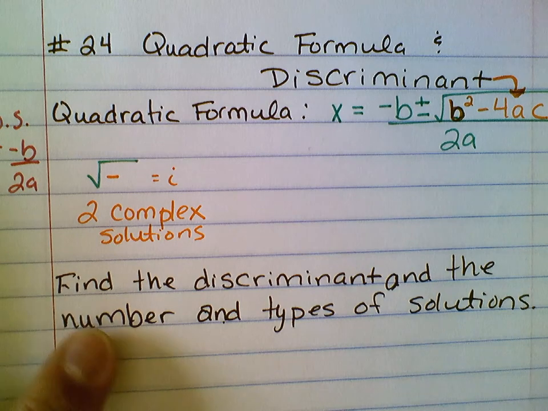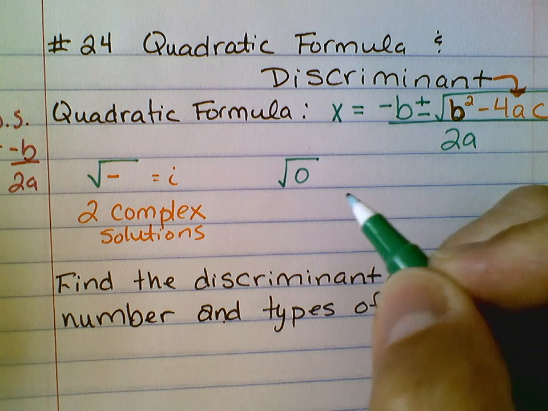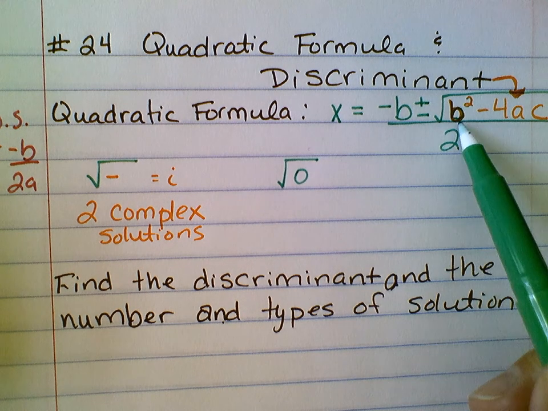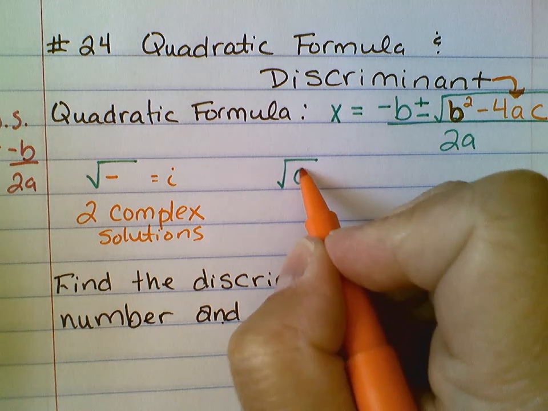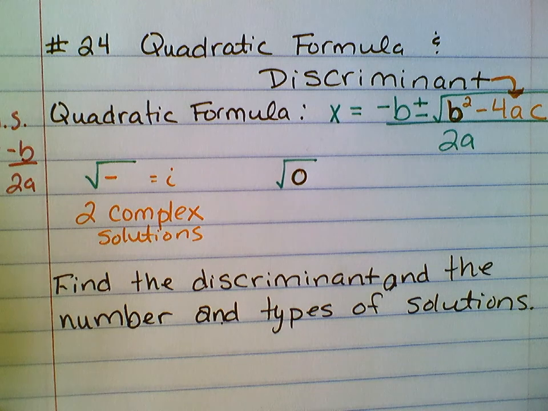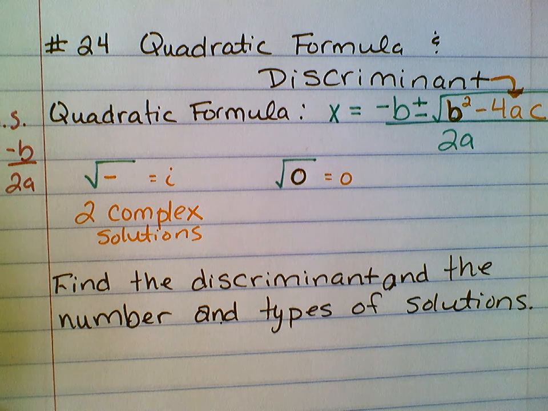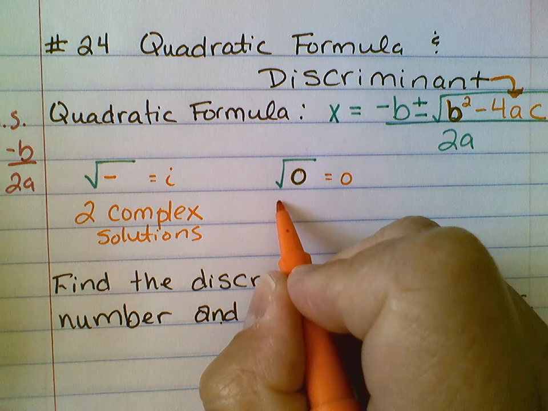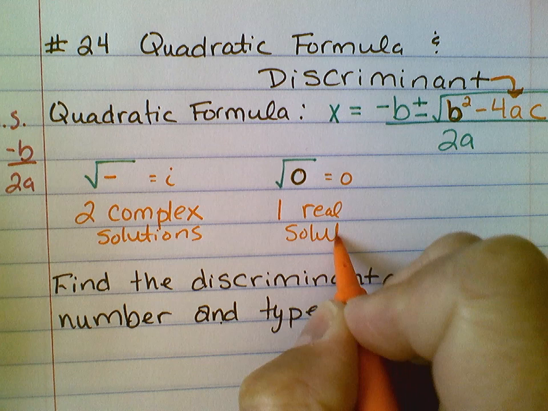All right. If we were to take the square root of 0, suppose I have my b squared minus 4ac and it gives me 0. Well, what's the square root of 0? It's just 0. And 0 is neither positive or negative. So we just have one real solution.